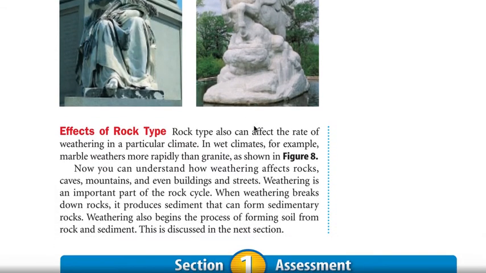Now you can understand how weathering affects rocks, caves, mountains, and even buildings and streets. Weathering is an important part of the rock cycle. The rock cycle. When weathering breaks down rocks, it produces sediment that can form sedimentary rock. Weathering also begins the process of forming soil from rock and sediment. This is discussed in the next section.